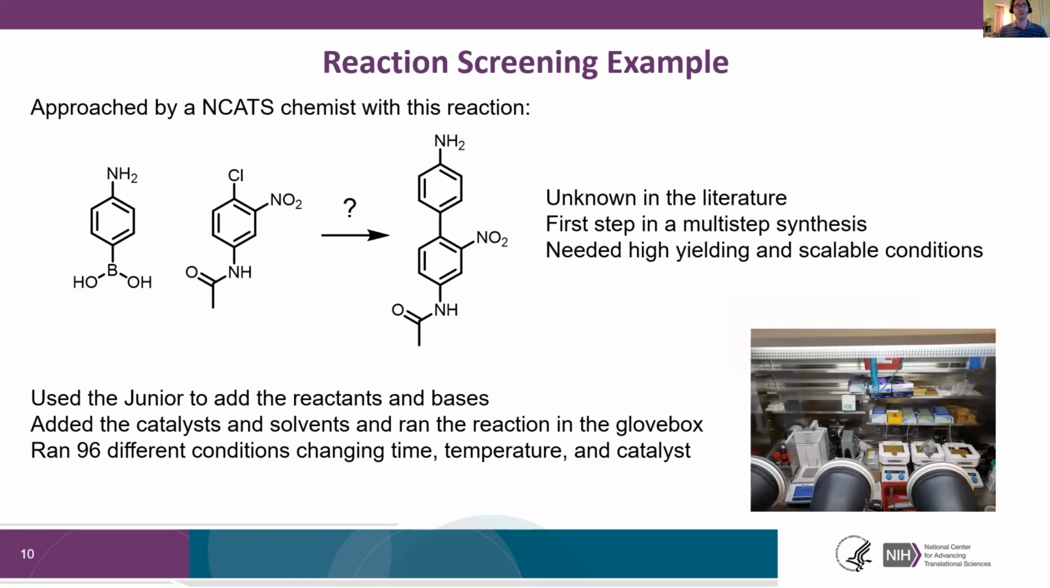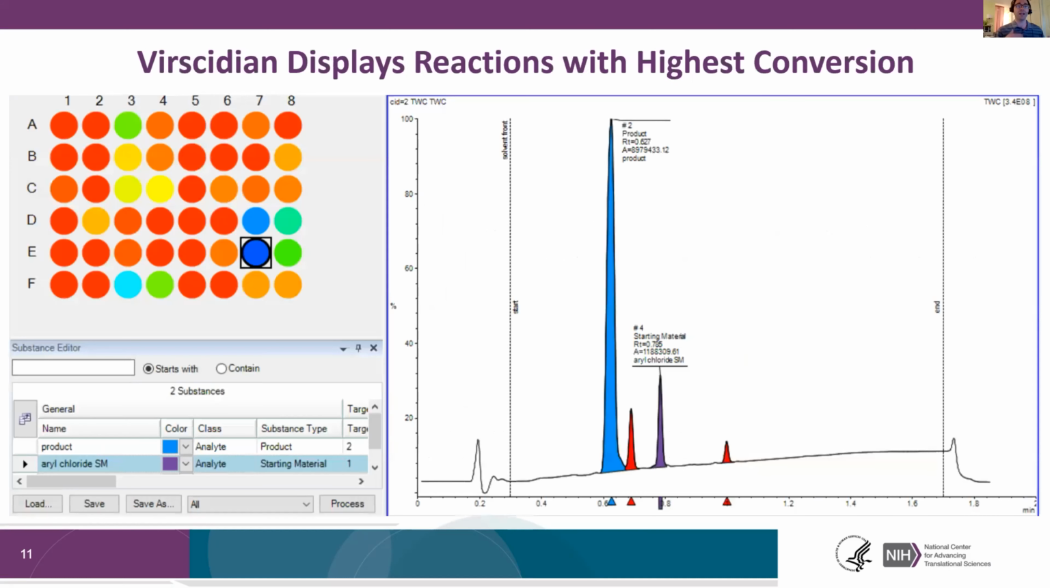We used the Junior to add the non-air sensitive reactants and bases. After adding all the solids, we loaded it into the glove box, added in the catalyst and solvents, and ran the reaction there. There were 96 different reaction conditions explored over 2 plates of 48, changing the time, temperature, and catalysts that were used. This is how the reaction looks when it's processed in the Junior.